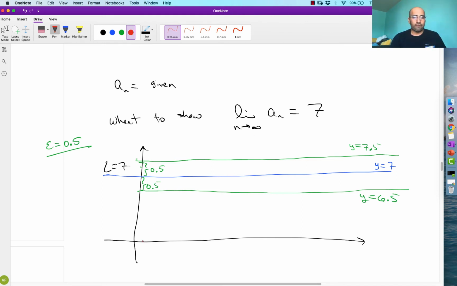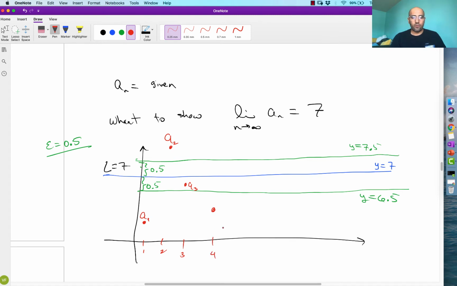Maybe for the first one, a sub 1 might have been right here. And then maybe a sub 2 jumps way over here. A sub 2 is over there. Maybe a sub 3 is right here. Okay, but then maybe the one after that is over here.